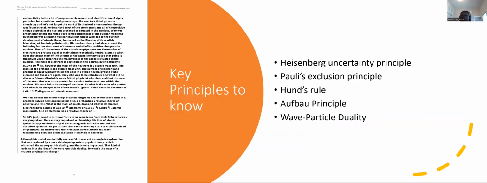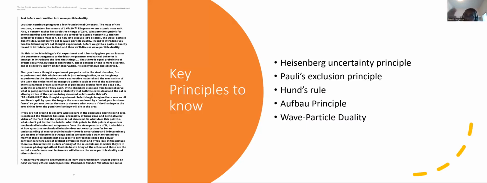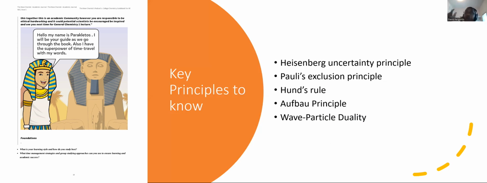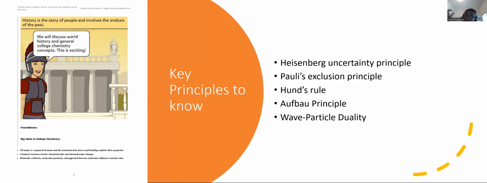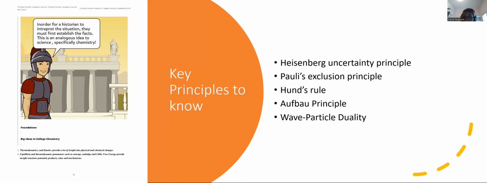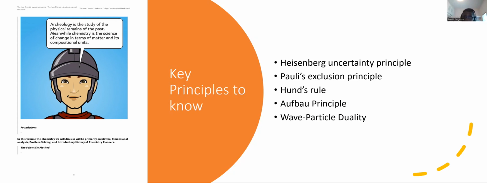So let's go back over these things. Heisenberg uncertainty principle. You cannot know with the same degree of accuracy in the same instant the momentum and the position of the electron. Or another way to put that is, the more you know about the momentum, the less you know about the position of the electron.